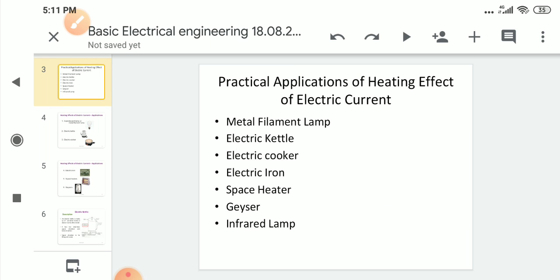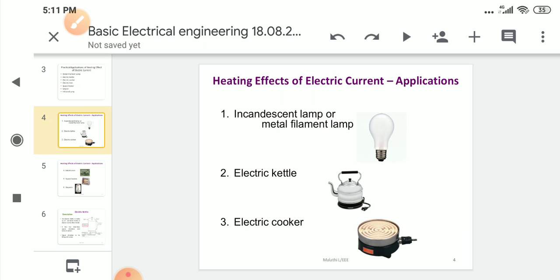So overall, the practical applications we have learned all have the same application, that is the heating effect of electric current: metallic filament lamp, electric kettle, electric cooker, electric iron, space heater, geyser, infrared lamps, so many applications. We studied their construction and working. All have the same principle, that is, they convert electrical energy into thermal energy by using a heating element of high resistance.